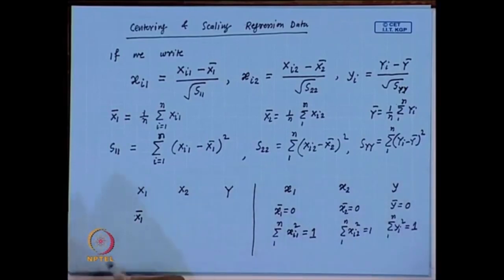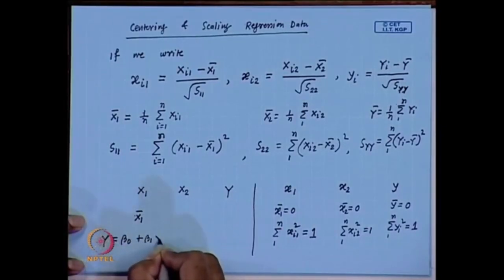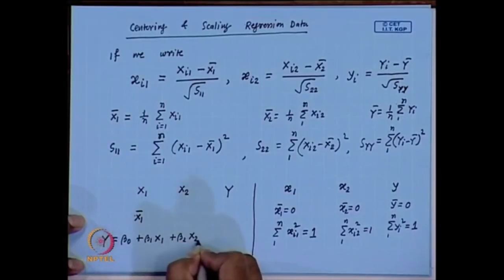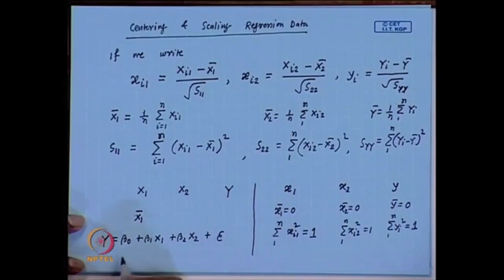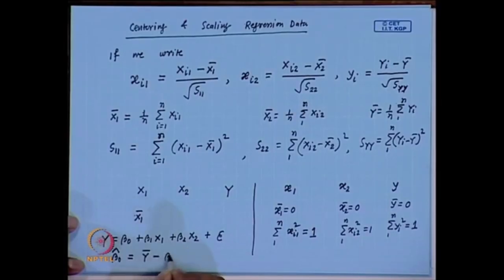Now, the model for the original data is, we wanted to fit this model y equal to beta naught plus beta 1 x1 plus beta 2 x2 plus epsilon. Well, this transformation is called centering and scaling of regression data. Here for this model we know that the least squares estimate gives beta naught hat equal to y bar minus beta 1 hat x1 bar minus beta 2 hat x2 bar, right.